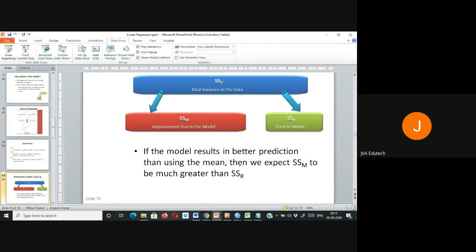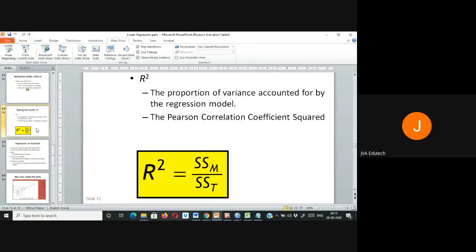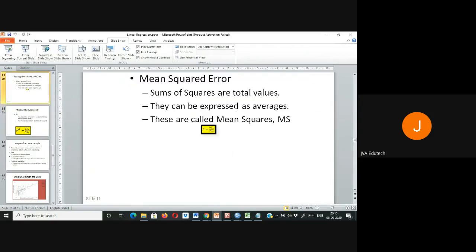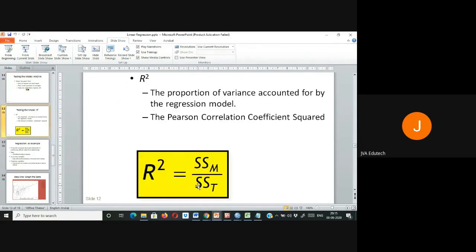So if the model results in better prediction than using the mean, then we expect SSM to be greater than SSR. This is another phenomenon. I'll come to it. Why am I saying this? Because with the help of SSM and SST, statistically you can calculate the value of your R square. If you want to do a manual calculation of R square, that is how much variance could be explained, it is the sum squares of the model upon the total sum squares.